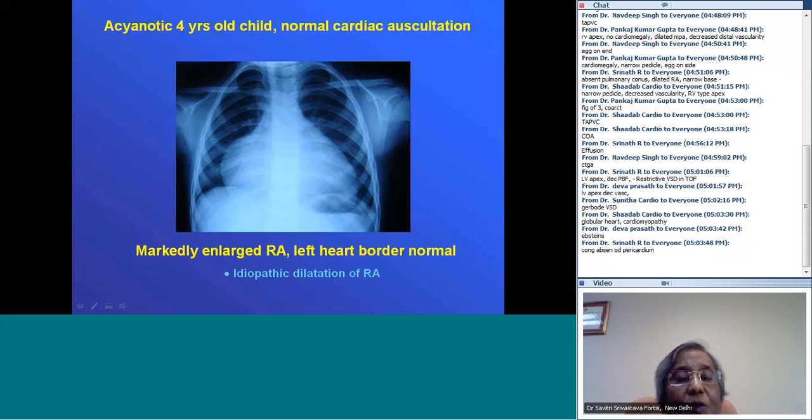And that is why I gave the hint that there is normal cardiac auscultation, to distinguish it from Ebstein anomaly, because in Ebstein you can get huge right atrial enlargement. But if acyanotic with normal cardiac auscultation, then very unlikely to be Ebstein. We have seen a couple of cases like this, hugely enlarged right atrium, and no cause could be found. It is a described entity, but a very rare entity.